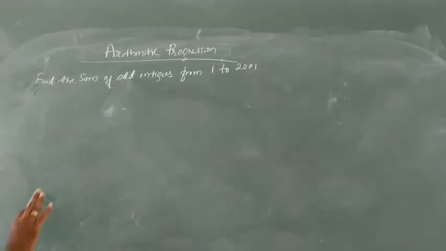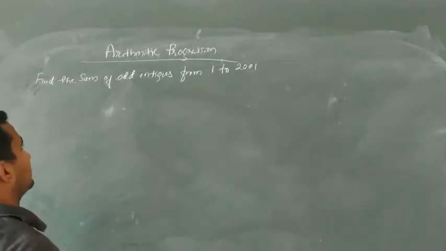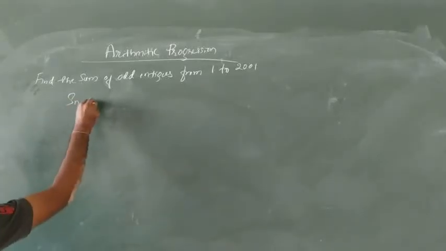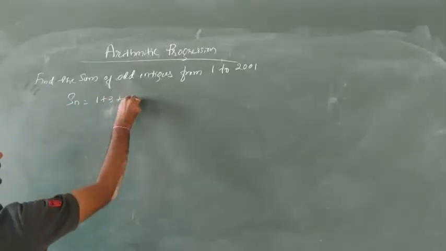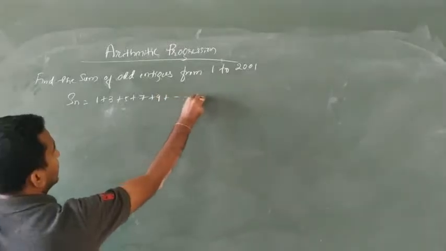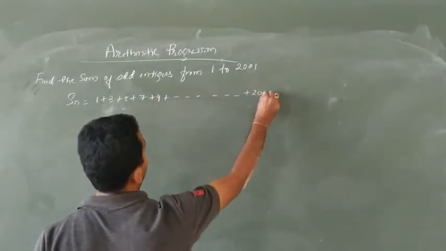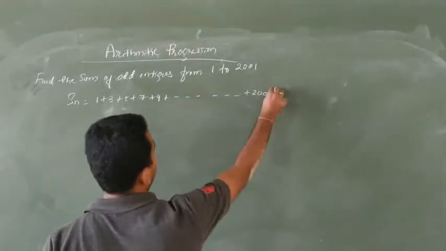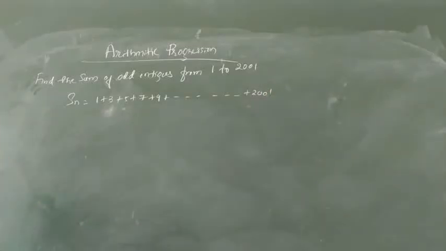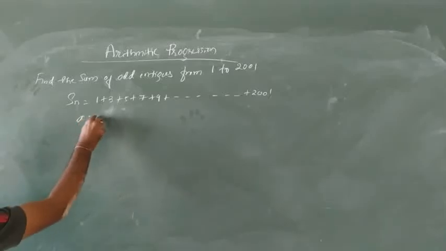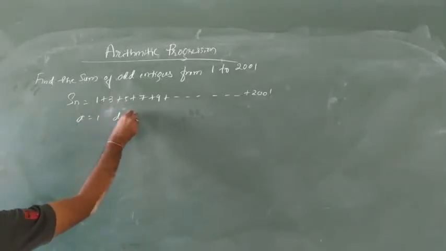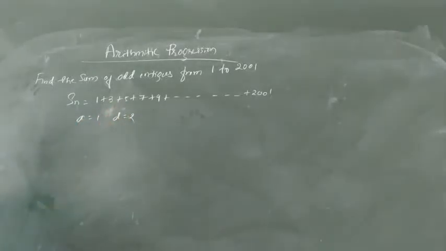Here it is not given as in between, it is from 1 to 2001. So the sum is 1 plus 3 plus 5 plus 7 plus 9 up to plus 2001. Again, how many elements do we have to add? Here A is 1. D is 3 minus 1, that is 2, or 5 minus 3, that is 2, 7 minus 5, that is 2. The common difference is the same.